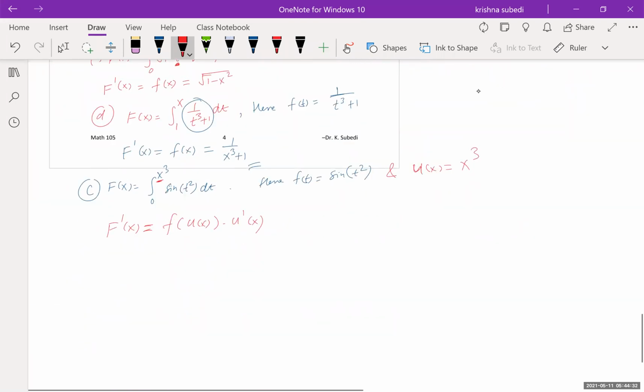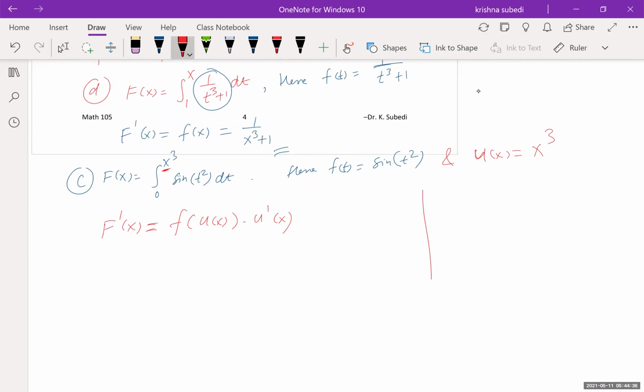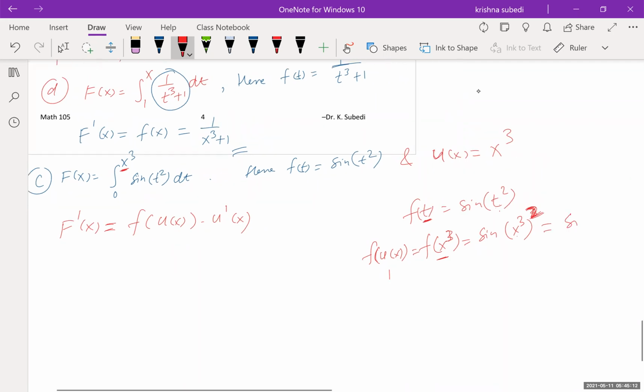So let us substitute the value. Now f of t equals sine t squared. So f of u of x means f of x cubed. What is f of x cubed? Remember, u of x is x cubed, which means f of x cubed equals sine of t squared with t replaced by x cubed. So this will be x cubed squared, raised to power 2. That's going to give me sine x to the power 6. So this guy is sine x to the power 6.